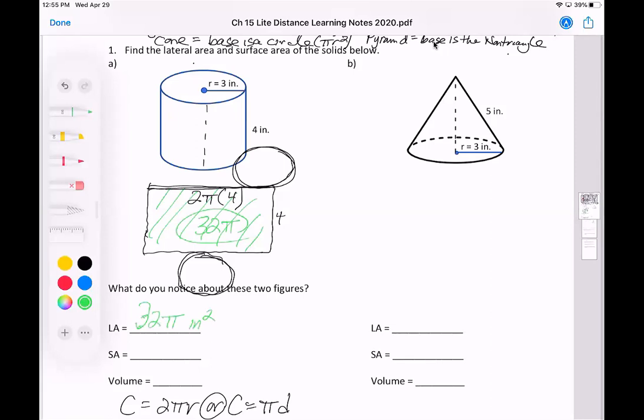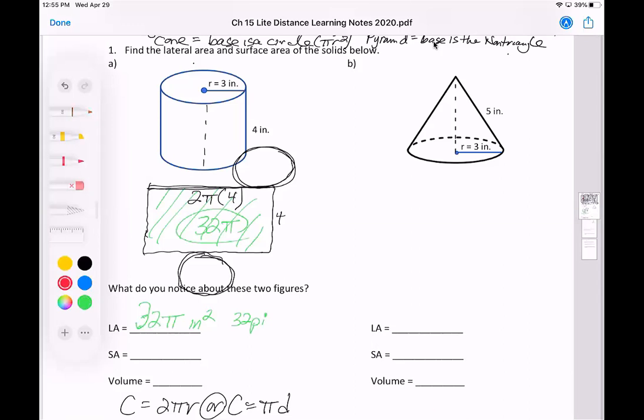I'm going to leave it in terms of pi, so we will probably ask you to leave it in terms of pi. That prevents different problems with having to do rounding and things like that. So 32 pi. If you type that, that would be 32 pi, with no space or anything. Okay, and then the surface area.